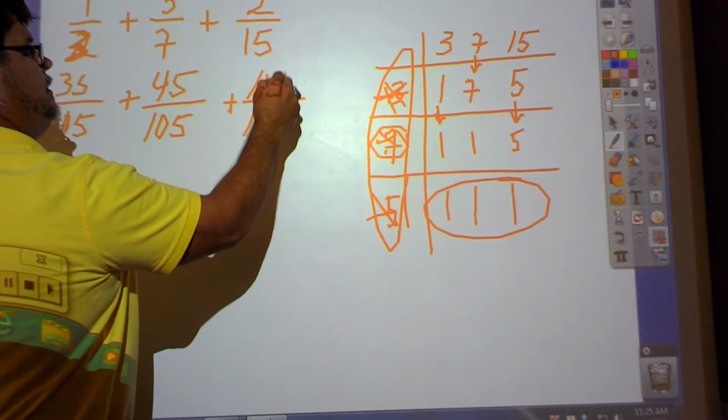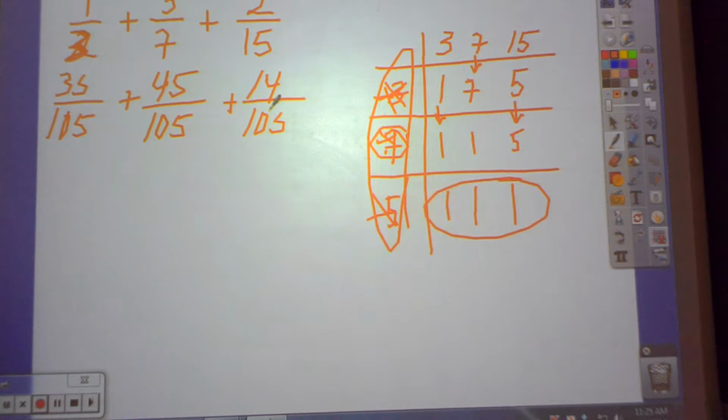7 times 2. So when you get the 3, the 7, the 5, you multiply all those together, and that's how you're getting the 105.